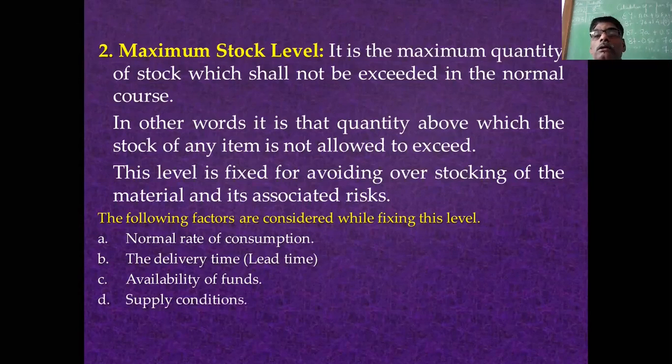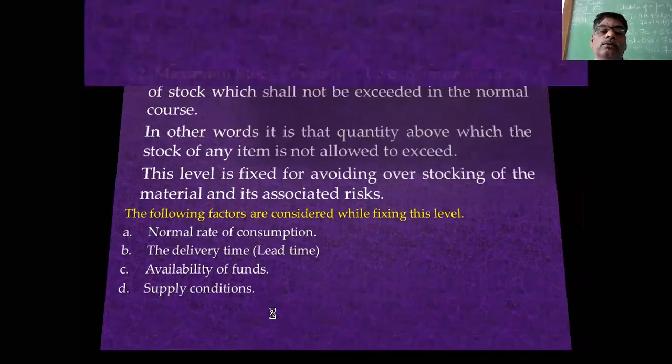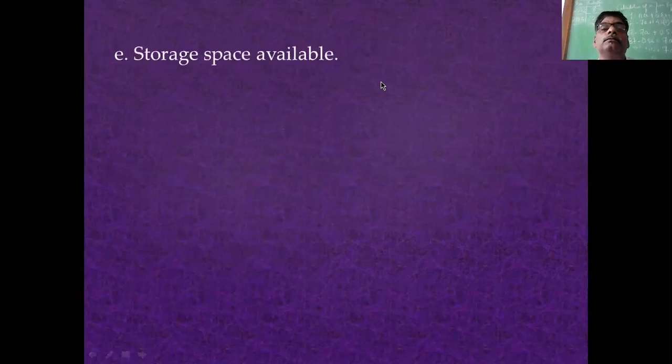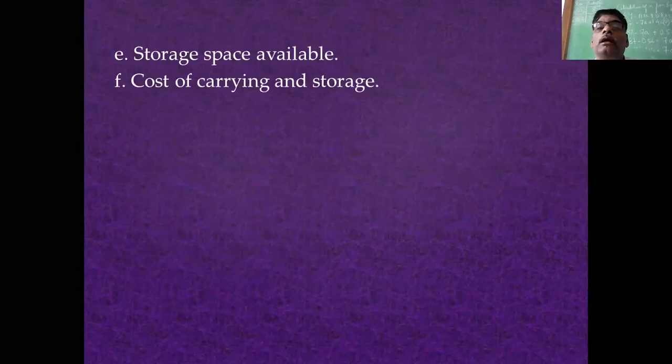Then supply conditions. What is the position of suppliers? Whether the suppliers are regular or irregular. If the suppliers are regular, no doubt, you can reduce your stock. If the suppliers are irregular, you have to purchase as and when available. Therefore, you should know the supply conditions. Then storage space available. What is the space available in your store? Cost of carrying and storage.